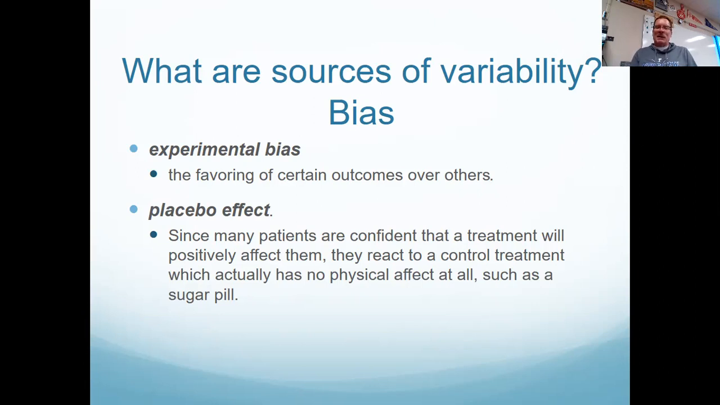Another one is placebo effect. Since many patients are confident that treatment will positively affect them, they react to controlled treatment, which actually has no physical effect at all, such as a sugar pill. And that's often done in drug studies and medical studies and stuff like that. A group will get the actual drug and a group will just get a placebo. Nobody knows who's getting what, so you can sometimes see an effect where the people believe so strongly that they, and sometimes you can go with bias. They can start saying, hey, I feel better, even if they don't.